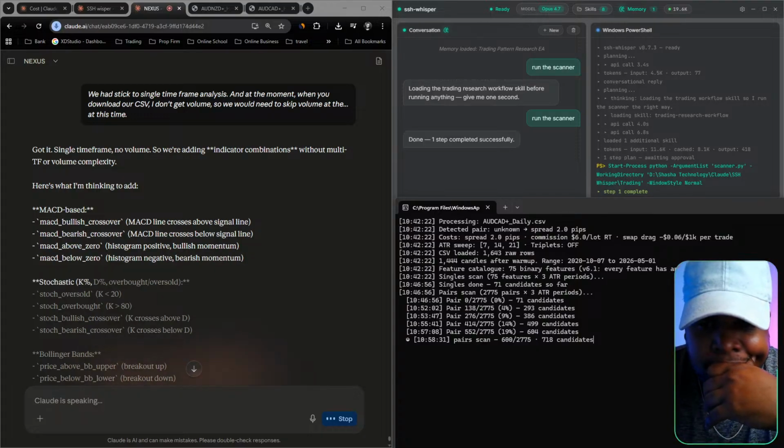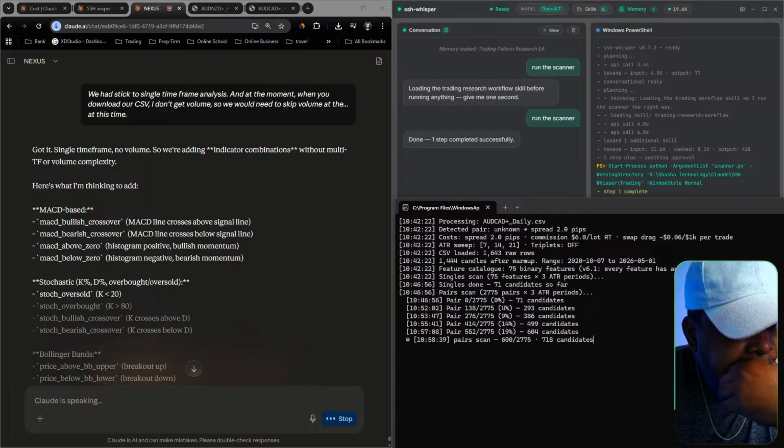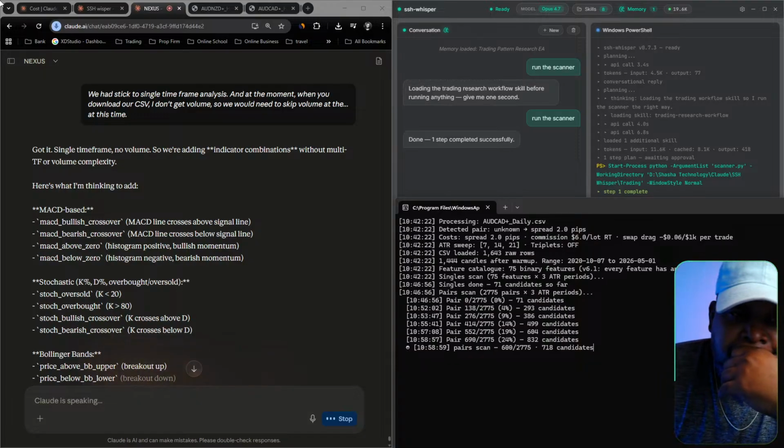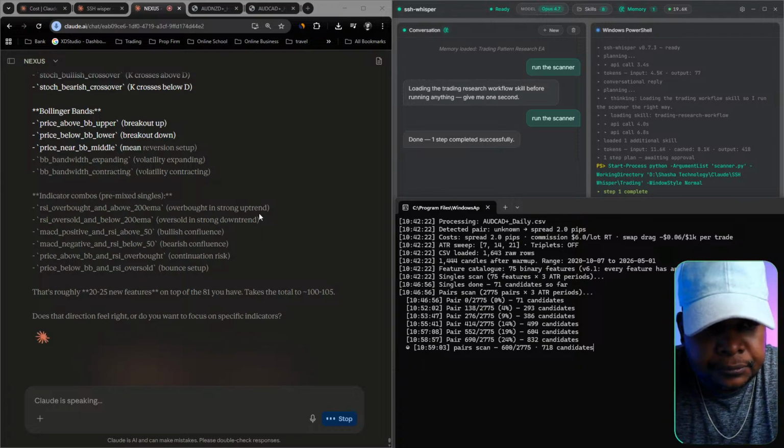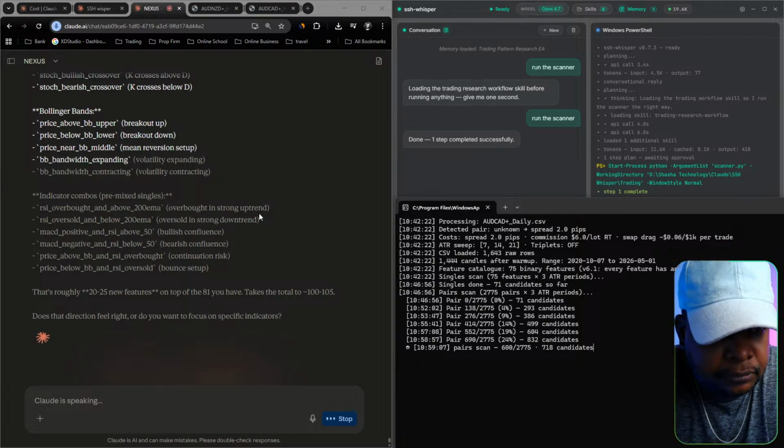Stochastic: K and D, overbought, oversold. Stochastic oversold, K below 20. Stochastic overbought, K above 80. Stochastic bullish crossover, K crosses above D. Stochastic bearish crossover, K crosses below D. Bollinger Bands: price above the upper, breakout up. Price below the lower, breakout down. Price near the BB middle, mean reversion setup. BB bandwidth expanding, volatility expanding.